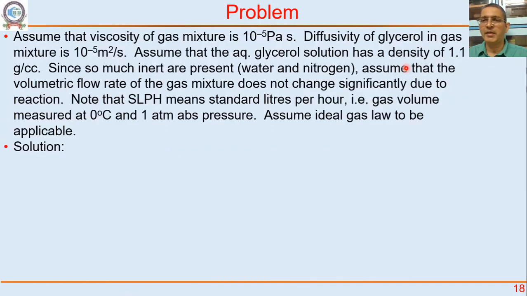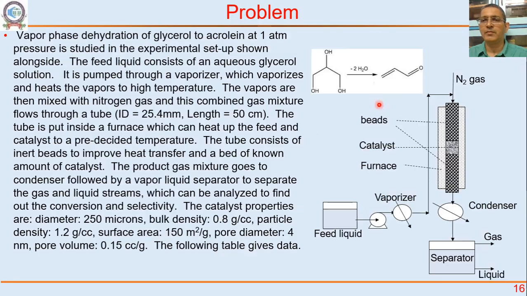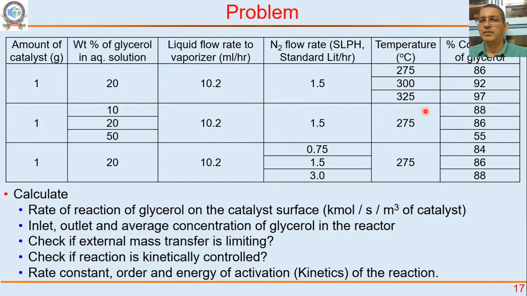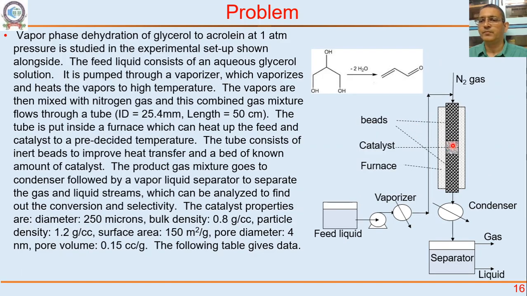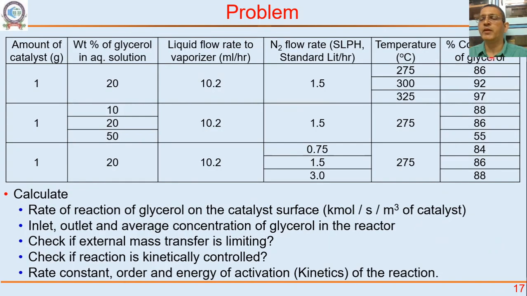Okay. Temperature in the reaction: 275, 300, 325. That's the temperature. And what is told is the conversion of glycerol, percent conversion of glycerol across the catalyst, right?